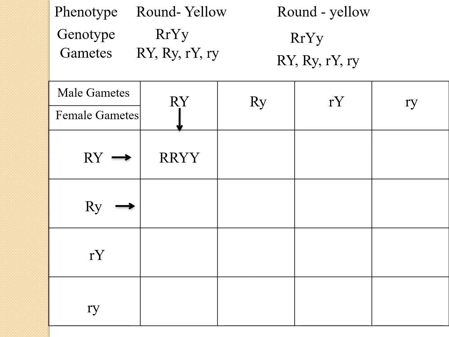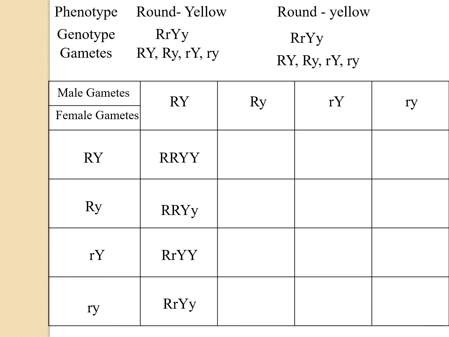Same thing I'm going to do, the first male gamete will remain constant here. I'm going to cross my first male with the second female. So here what is my product going to be? Capital R, capital R, capital Y, small y. Same thing repeat with the third one. Capital R, small r, capital Y, capital Y. And again repeat it with this fourth one, that is capital R, small r, capital Y, small y. I hope this is clear.